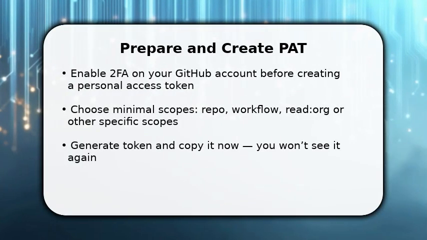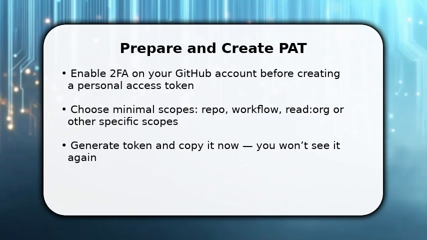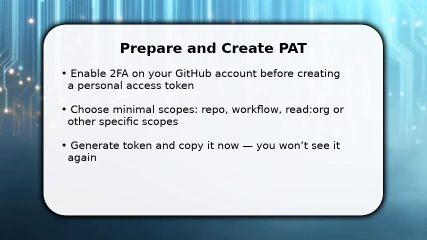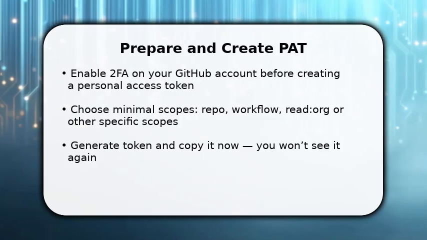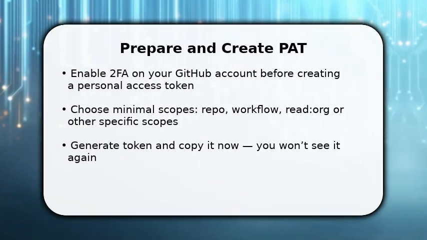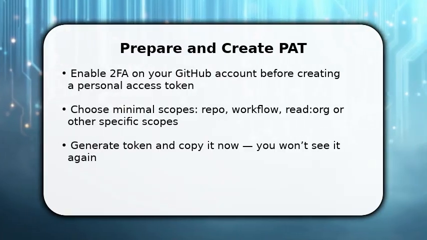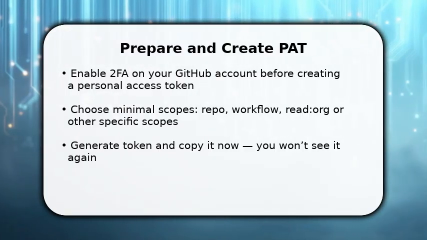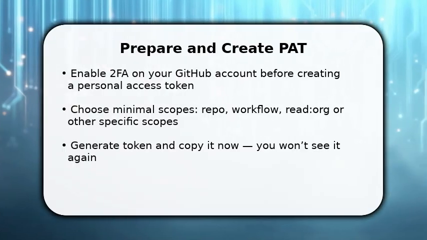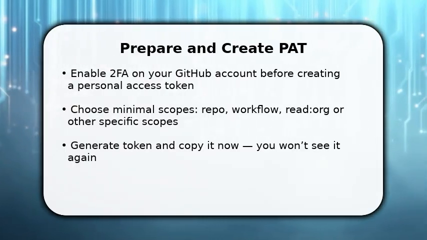You start by confirming prerequisites, enable two-factor authentication, and decide minimal scopes you need. Next, open GitHub settings, go to Developer Settings, right arrow Personal Access Tokens, and click Generate. When prompted, select only the scopes required for your task because least privilege reduces risk.